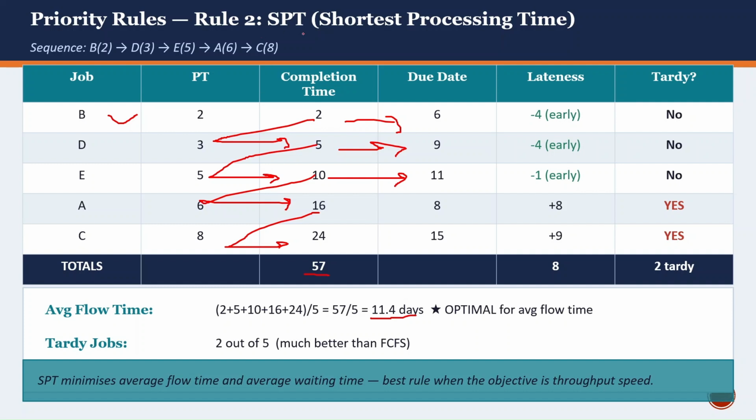Therefore, sometimes the SPT rule, even though it gives an optimal average flow time, causes damage somewhere else. The damage is happening in the inventory, which will be increasing. So sometimes we need to avoid the SPT rule as well. But if your sole objective is to increase throughput or production speed, then yes, we go with the SPT rule. Usually in industry, we don't have only one sole objective. We have multiple objectives to tackle.